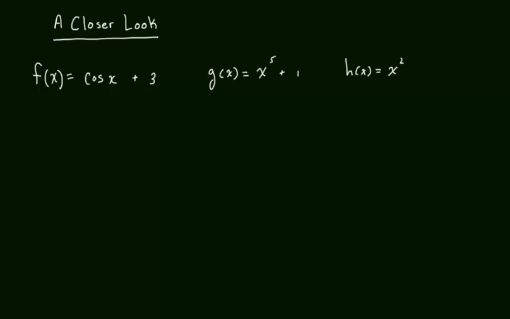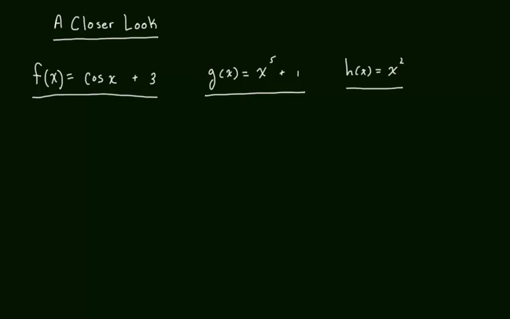A general function had, let's say, f of x equals cosine of x plus c, with a constant of integration. But particular functions have the constant of integration already established. That's the case here for f of x equals cosine of x plus 3, g of x equals x to the 5th plus 1, and h of x equals x squared. Inherent to h of x is a plus 0.